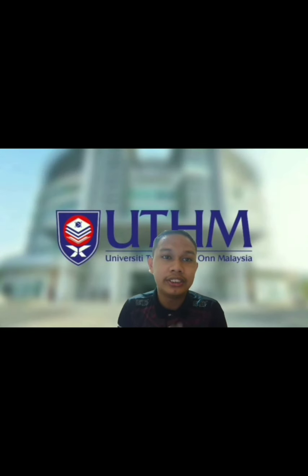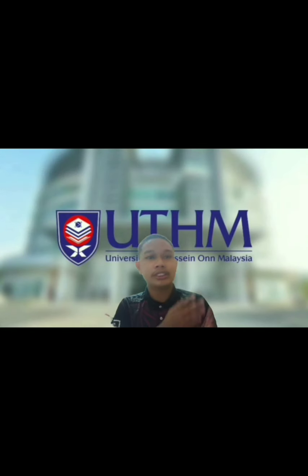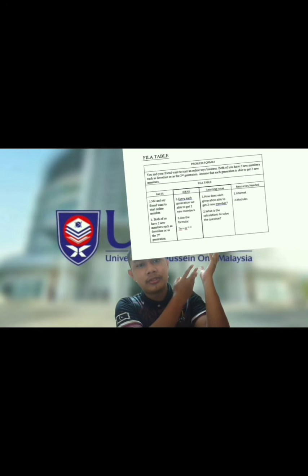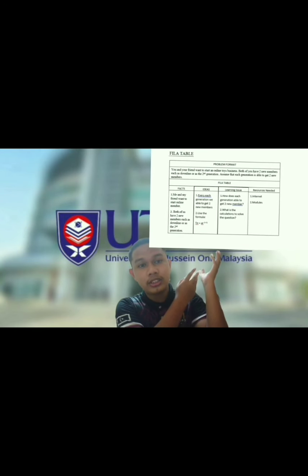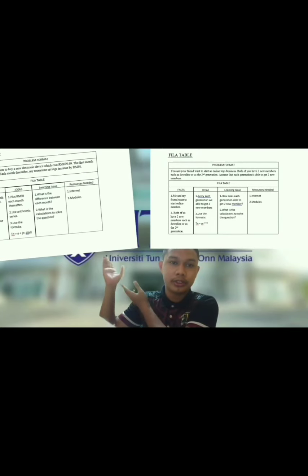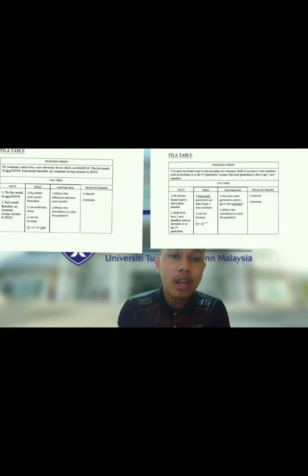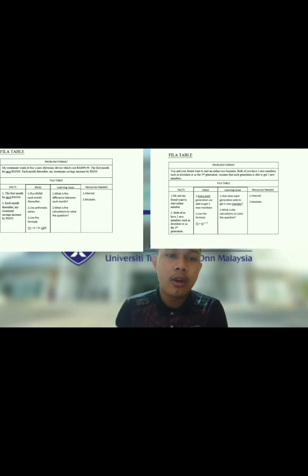On to the next one, which is the filler table. As you can see, this is the filler table for question number 1 and this is for question number 2. There are 4 elements in the filler table: 1 is facts, 2 ideas, 3 learning issues, 4 resources needed.